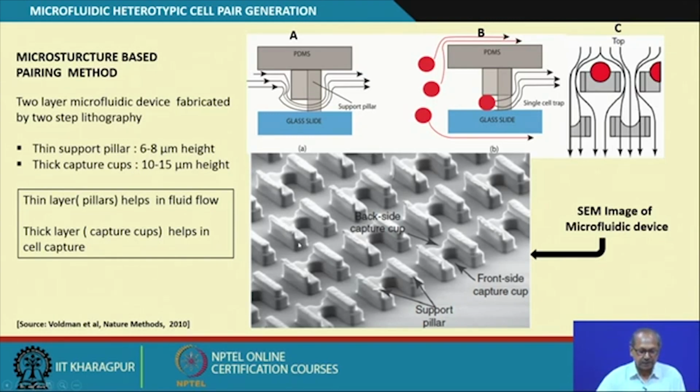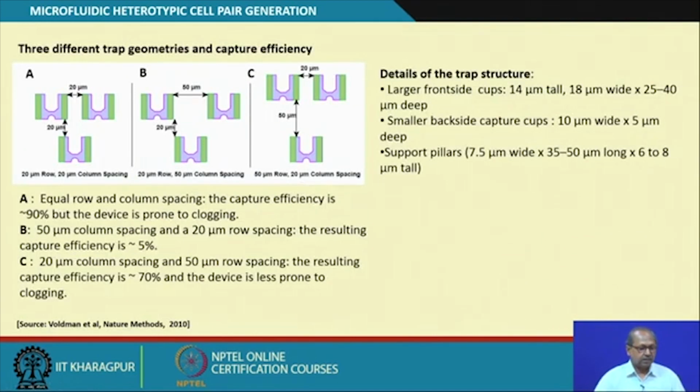If you look at the capture cup, it has 2 sides, a front side and a back side. In the front side there is a notch of diameter around 10 micrometer, in the back side the cup diameter is around 20 micrometer, and the support pillar helps the fluid flow. The cell will be captured first in the front cup, then it will be flowed in such a way that it goes back from this place to the larger cup, then again you flow it. So, this is demonstrated here.